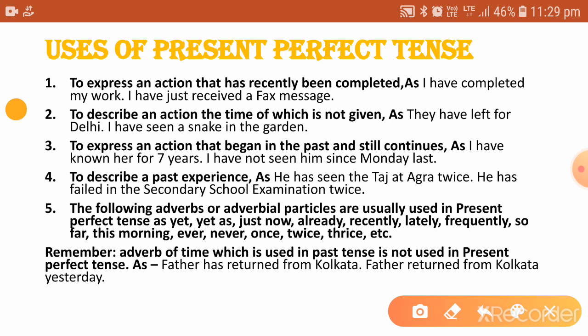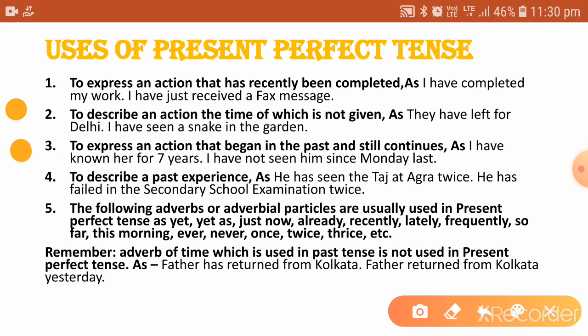Second, to describe an action the time of which is not given. Yes, here you can say the present perfect tense is used to describe an action of the time of which is not given. They have left for Delhi. It means the time is not confirmed. I have seen a snake in the garden, but here we can't say on which time I have seen that snake in the garden.